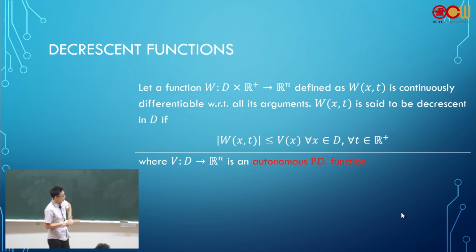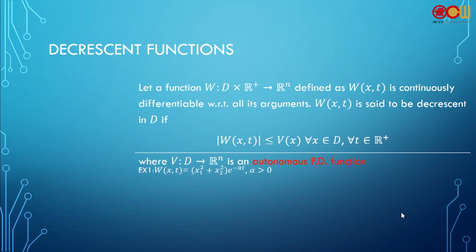A function is called decreasing if it satisfies this condition. If for any time t, the magnitude of W is upper bounded by a PD function, then we call W a decreasing function. An example is like this. For any time, no matter what time it is, the absolute value of W is always upper bounded by a PD function, which is this part. But for this example, you cannot find a PD function V(x) that upper bounds this function, because this t squared increases to infinity as t goes to infinity.